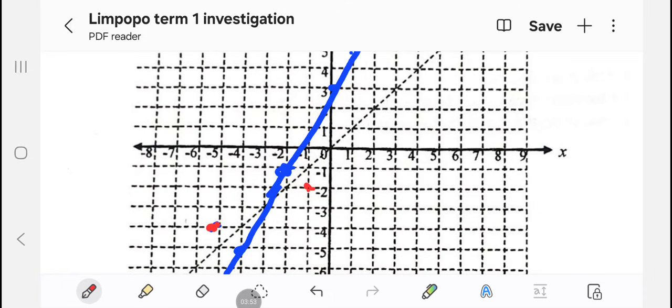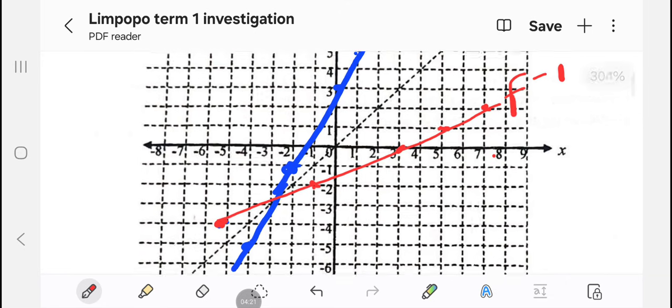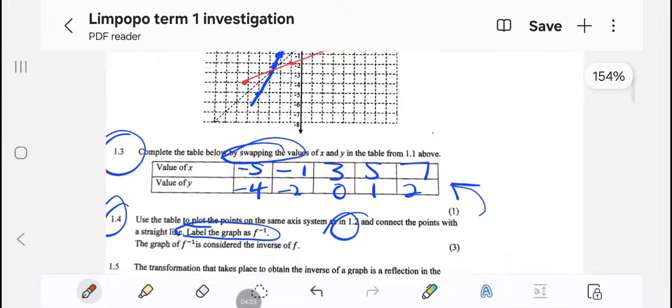Then we have 3 here for x. Then we have 5 here for x and 1 here for y, right there. Then we have 7 here for x and 2, right there. So it's a straight line. I hope it is straight. Yeah, I think it's straight enough. Then we label it as inverse.